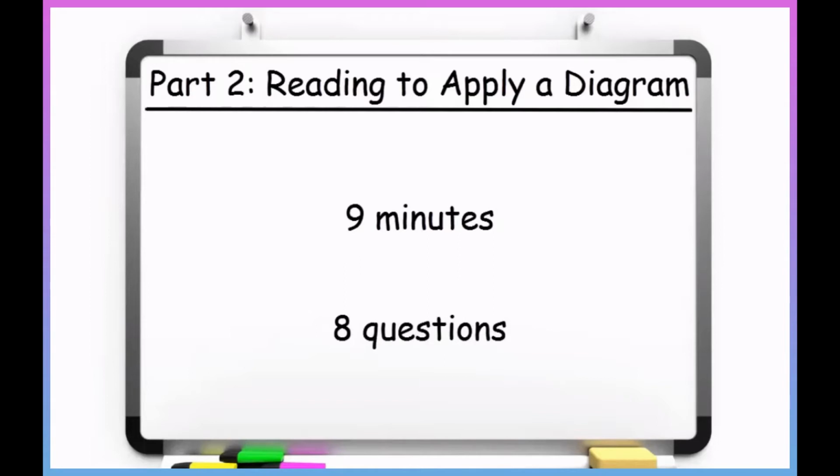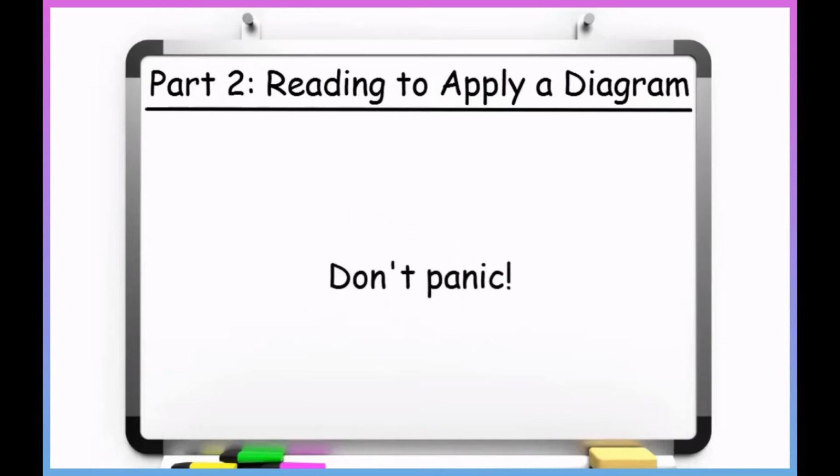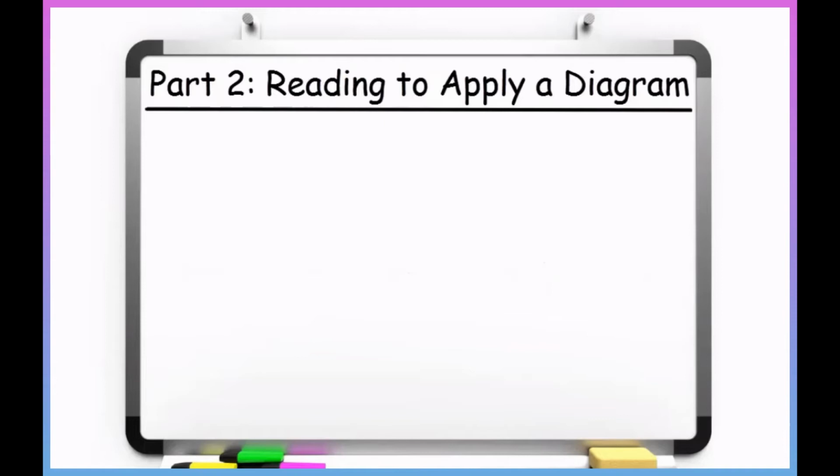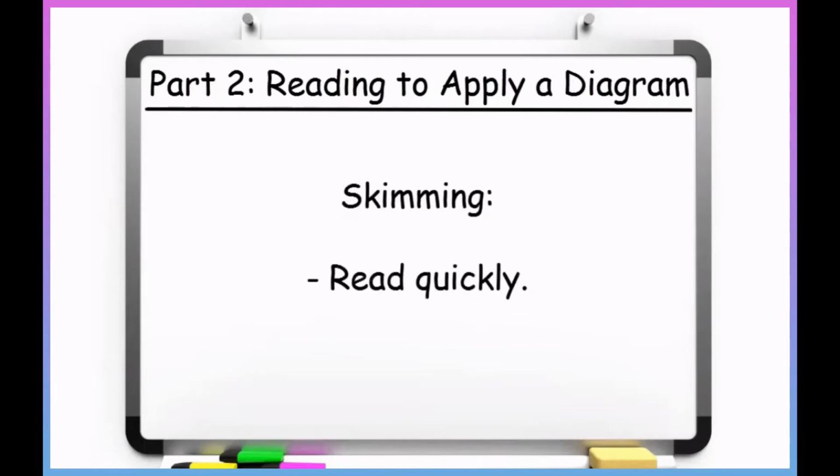But if I spend just over a minute on each question, that doesn't leave me much time to actually do any reading. Don't panic. As I mentioned earlier, you can approach this part a little differently, and you won't need to actually read the entire diagram. In fact, doing so might be a little tricky. Instead, let's focus on skimming. When you skim a passage of text, you read over it very quickly, keeping an eye out for the main ideas. Let's try to skim over the diagram.